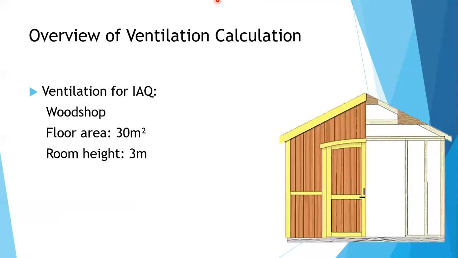Example is a wooden shed or a wood shop. Naturally, because it's a wood shop space, people will go inside and do their work, do some woodworking. So let's say that the floor area of this wood shop is 30 square meter with a room height of 3 meters. So this is our example: 30 square meter space with 3 meter height.